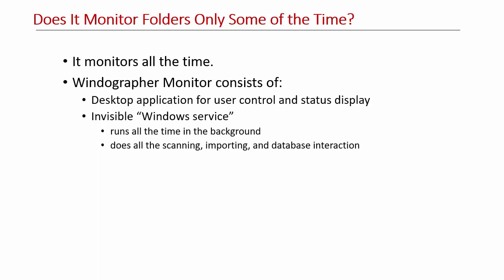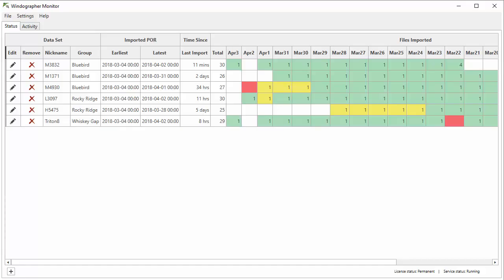Number two, does this monitoring happen all the time or just when I'm running this program? The answer is that it monitors all the time. In fact, Windographer Monitor consists of two pieces of software. The visible program that I can interact with, and a Windows service that runs invisibly in the background all the time. Actually, if I switch back to Monitor, it shows the status of the service right here, just to confirm that it's running. Programs like OneDrive and Dropbox run as services on your computer all the time in the background.